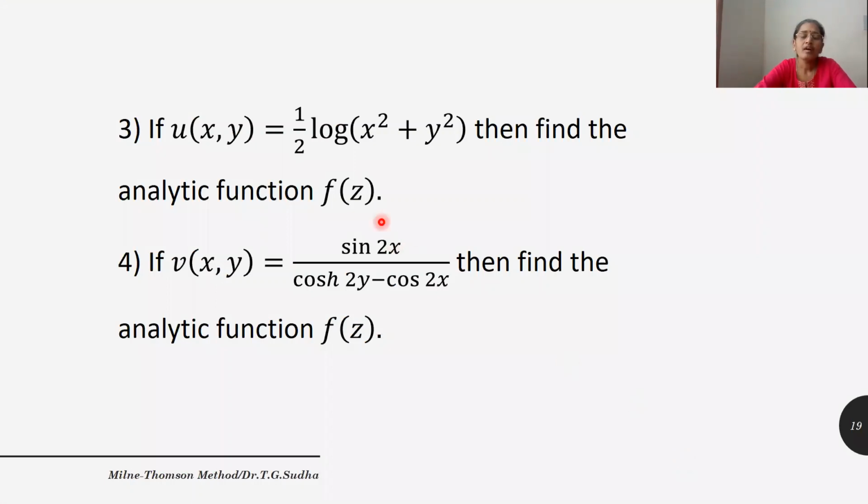So this is the third example, wherein u is given, that is the real part is given, which is similar to the first problem. And in the fourth problem, once again, the imaginary part is given. So this is similar to the second problem. Just change the functional values of u and v in the program and execute, and you can obtain the required analytic function. Hope everybody could follow the program on Milne-Thomson method.